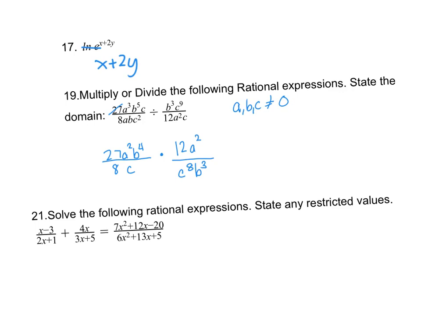So 12, this is going to be a 3, this is going to be a 2, 27 times 3 is 81, a to the 4th, this is going to cancel that, b goes on top, over c to the 2, c to the 9th.